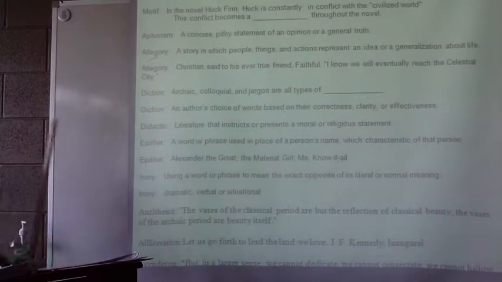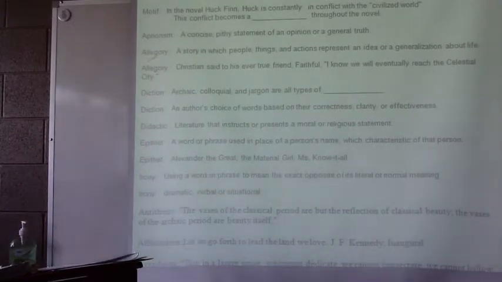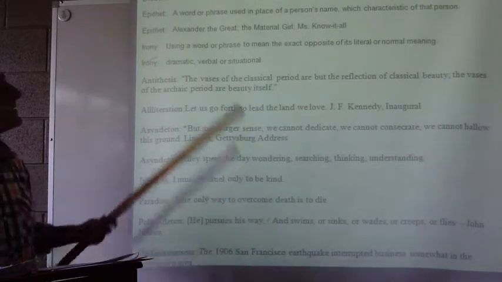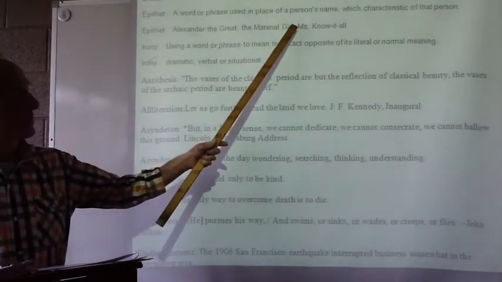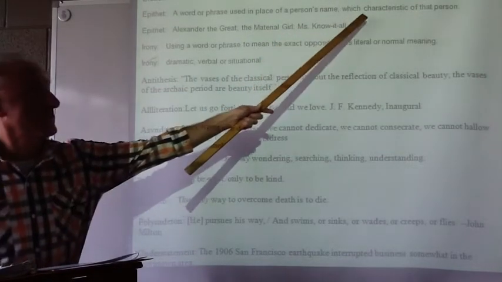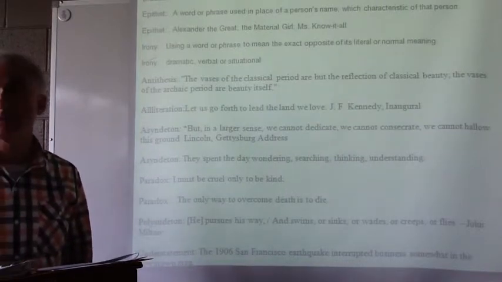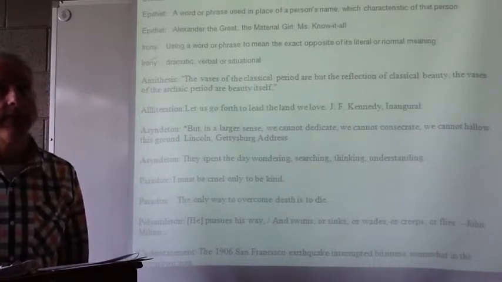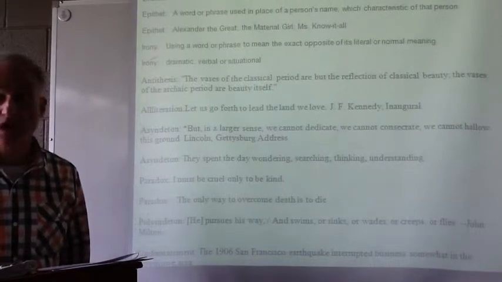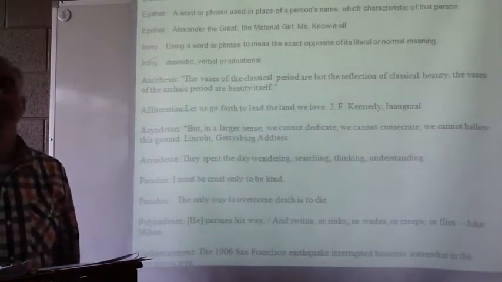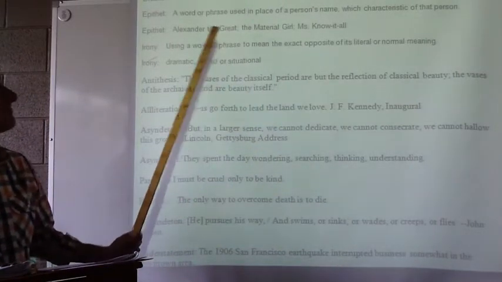So another term that is going to be on the exam that you need to know: epithet. It's a word or phrase used in place of a person's name, which is characteristic of that person. Here I could even state it a different way. An epithet is a nickname that expresses a person's qualities. So if you want to write it down more simply that way.